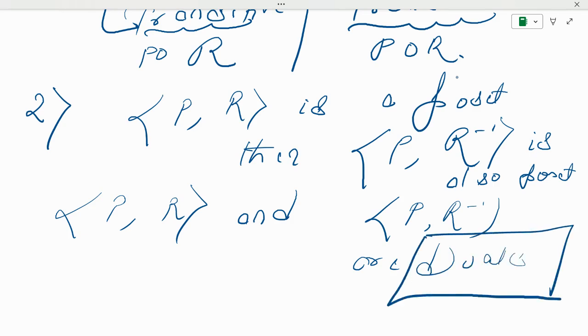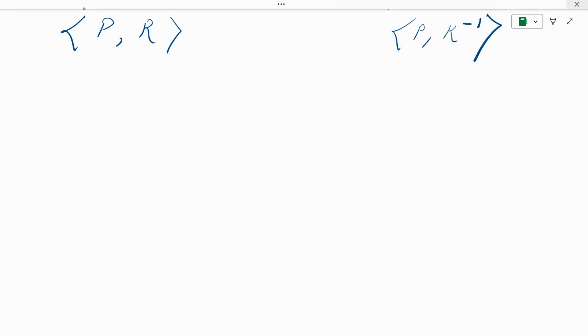So if R is a poset, R inverse is a poset, and (P, R) and (P, R inverse) are duals. Duals are nothing but the inverse operation. If one is a poset, then the inverse of it is also a poset. Let's see some examples of duals. Here we have (P, R) and here (P, R inverse).